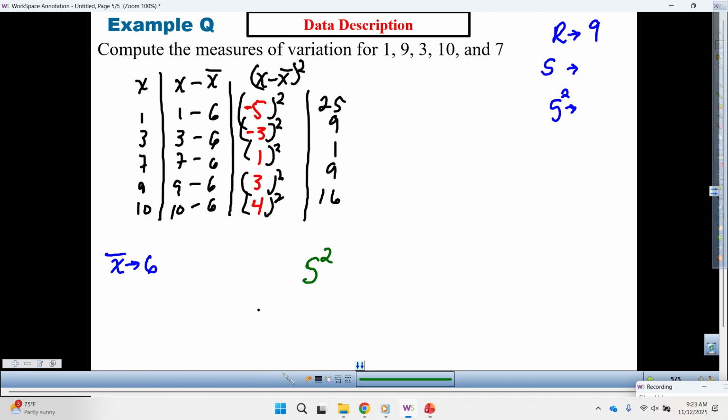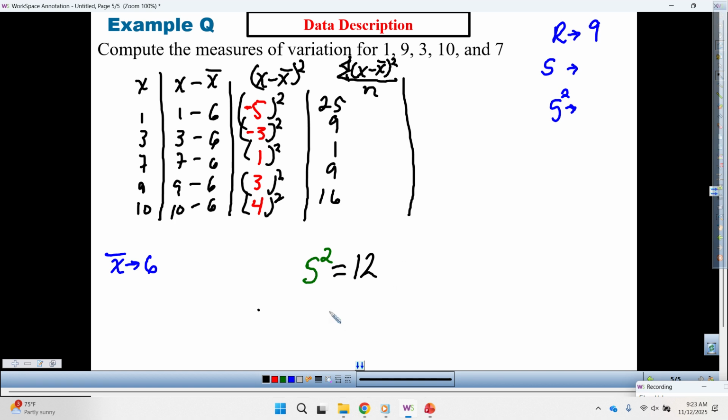So, let's do that. I'm going to write it on top. I'm going to take x minus x bar squared, find the sum, which is the big sigma, and then divide by the number of numbers. So, let's see. 25 plus 9 plus 1 plus 9 plus 16, that's 50, that's 60, divided by 5, that's 12, is that correct? 12.